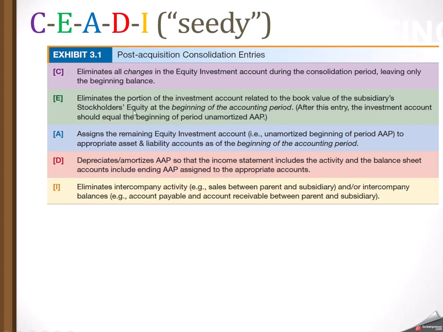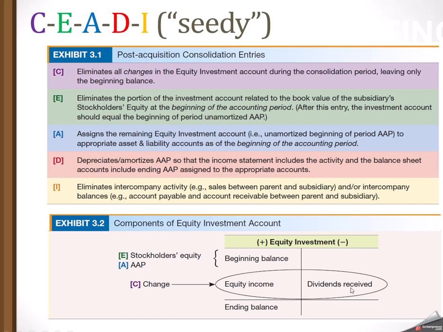E eliminates all of the stockholder equity accounts of the subsidiary company at our beginning of the year value. Our A, so that's going to be important in this chapter. So notice that what's italicized, it's our beginning of the year balance, not our end of the year balance. Our A entry sets up all those acquisition accounting premium assets. Now the C entry is going to eliminate our equity income and our dividends paid. Our D entry depreciates all of the assets in the acquisition accounting premium computation. And then our I entry, again, when we get into chapter 4, is going to eliminate any intercompany activity that goes on between the parent and the sub.